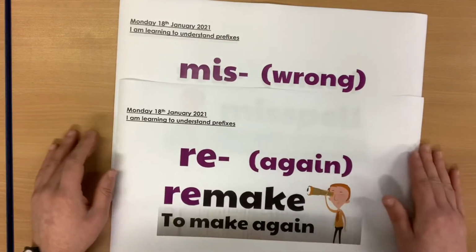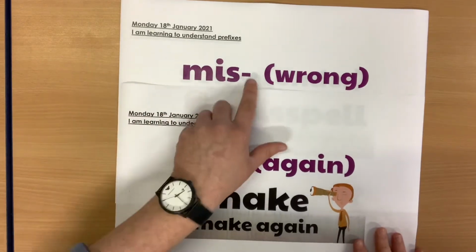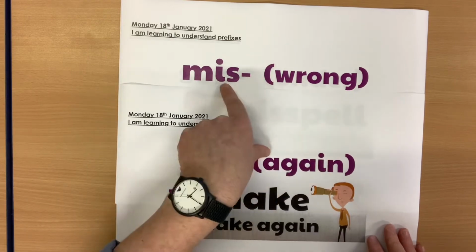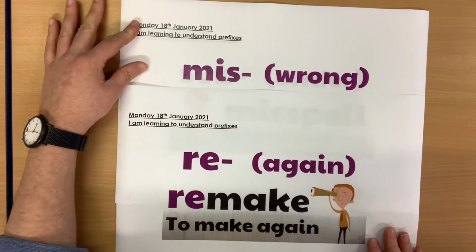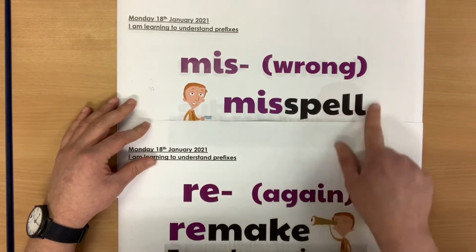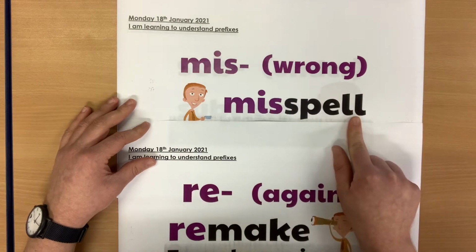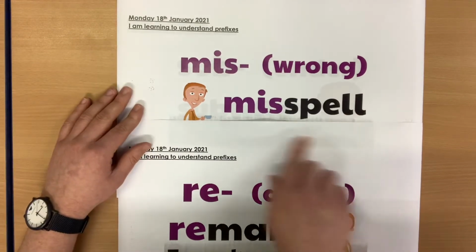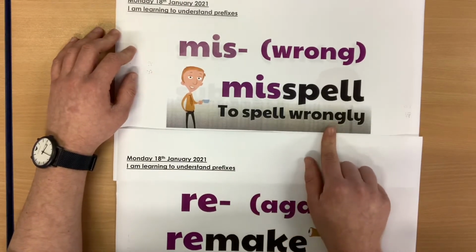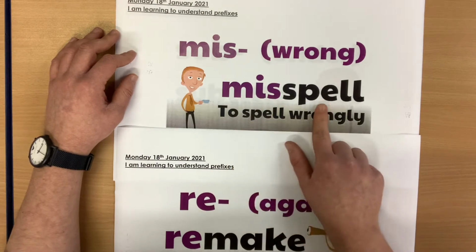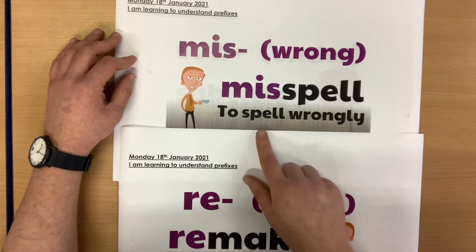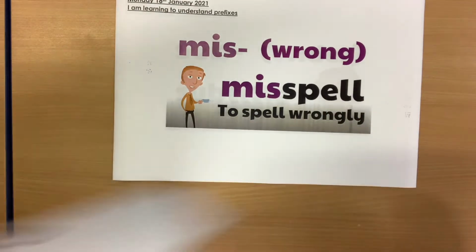This next one is miss. So as I said, that little line shows us that it's a prefix, and miss means wrong. Okay, so miss means wrong. Let's take a look at it joined onto a word. So our word is misspell. So as you can see, our root word here would be spell, which means to spell something correctly. But to misspell something means to spell wrongly, okay? So we have misspell, or as we say, misspelt it, okay? But if we misspell a word, we have spelt it wrongly. What about another one?